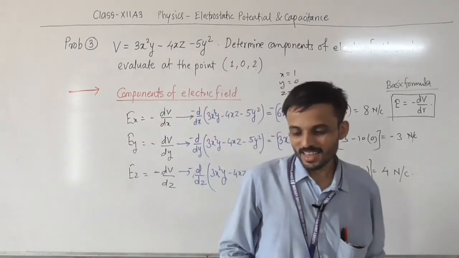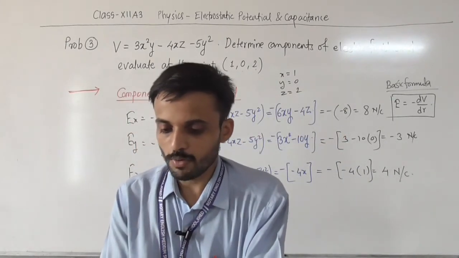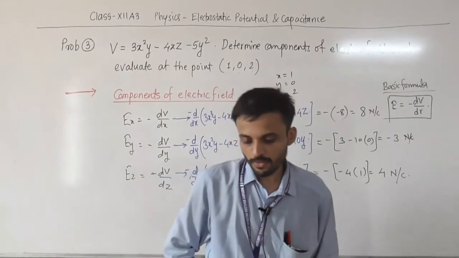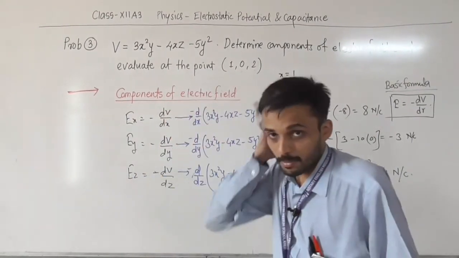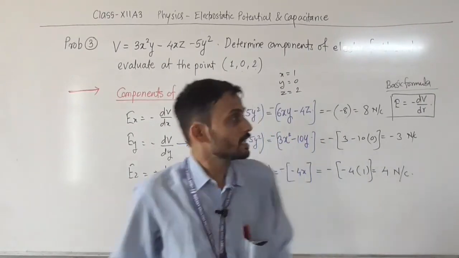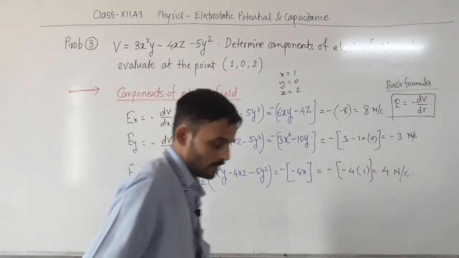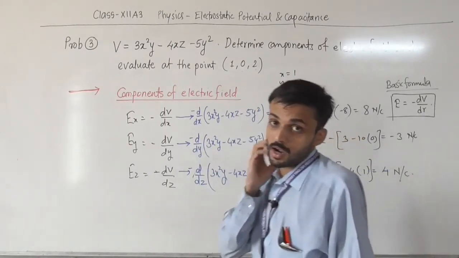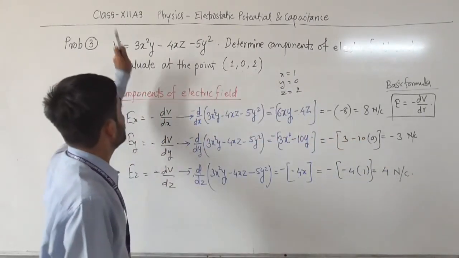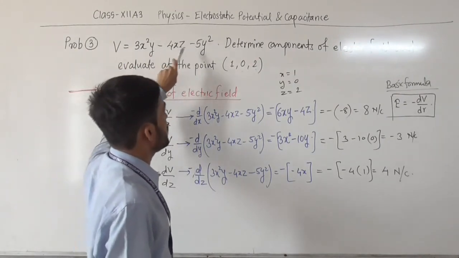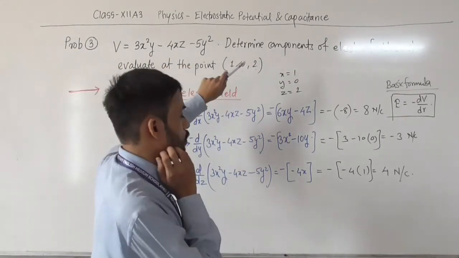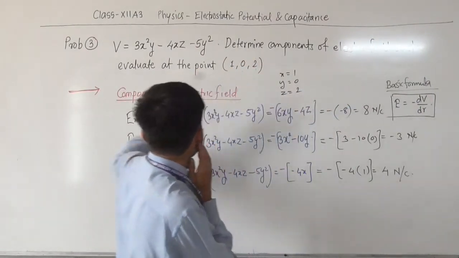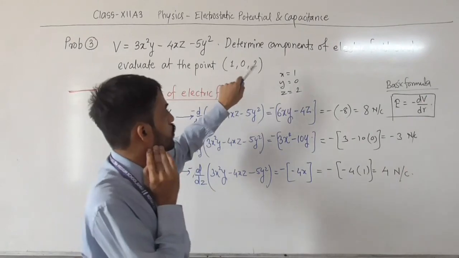सो इन दिस वे we have tried to evaluate the values of components of electric field. I hope you have understood that. Let me repeat the explanation of this problem, of course, for you people, so that you should not be in problem. तो क्या किया? अपने को दिया है पोटेंशियल. कितना दिया है? 3x square y minus 4xz minus 5y square. What they have told to calculate? Determine the components of electric field and evaluate at the point 1, 0, 2.